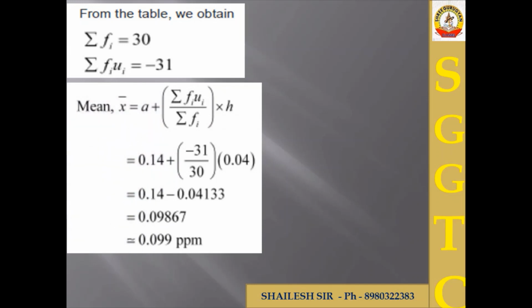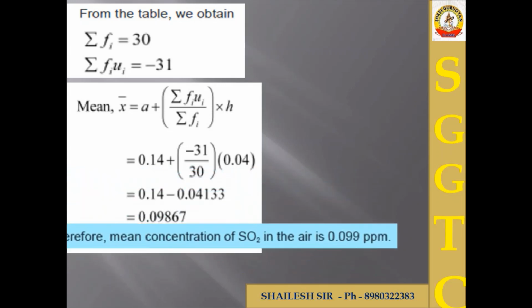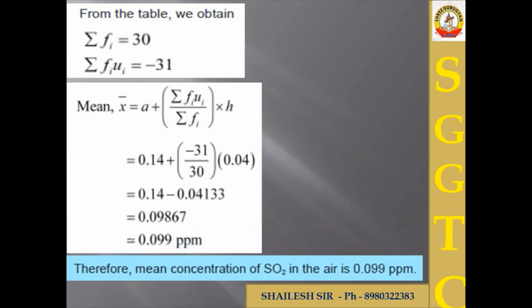And from the above table, Sigma Fi is 30 and Sigma Fi Ui is minus 31. Utilize our standard formula for the mean: A plus Sigma Fi Ui upon Sigma Fi, into height h. Put in all the values, calculate further, and you definitely get 0.099 ppm, parts per million. Yes, that's my final answer. So finally, the mean concentration of SO2, sulfur dioxide, in the air is 0.099 ppm, parts per million.